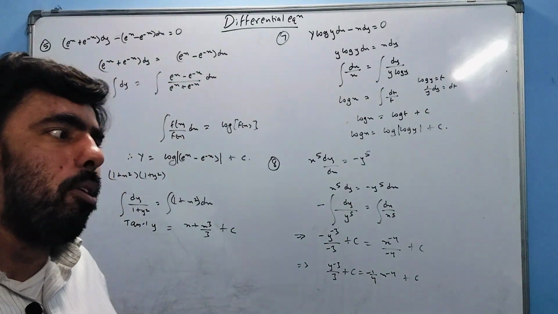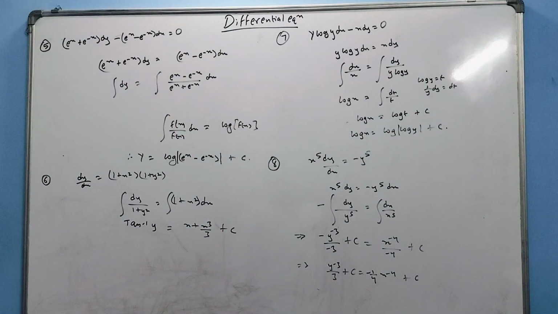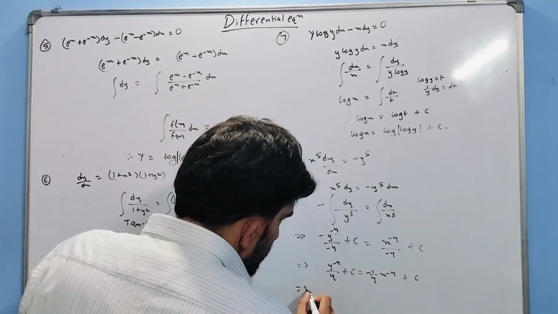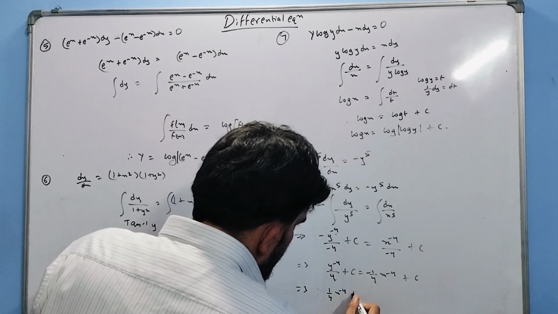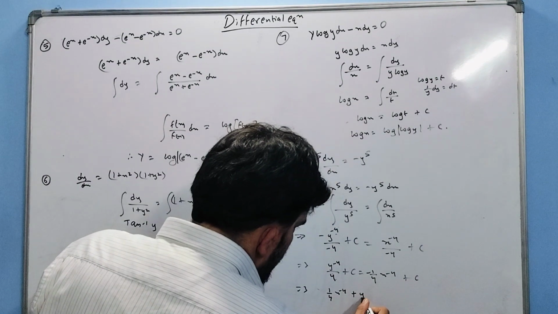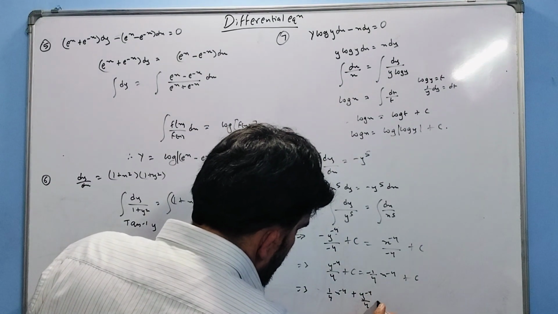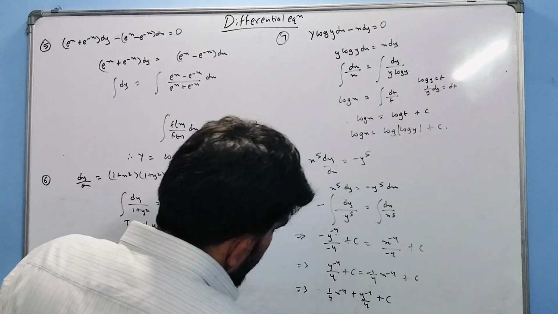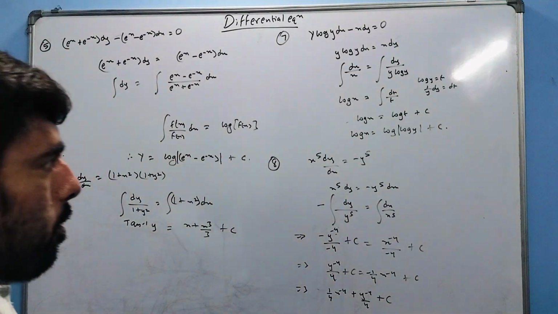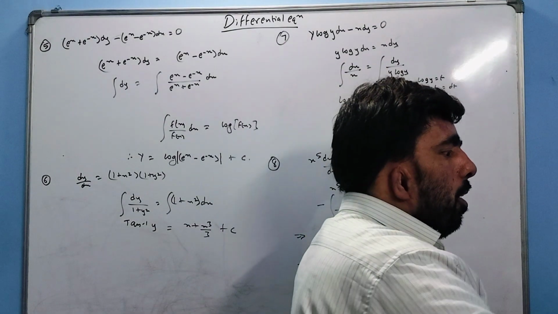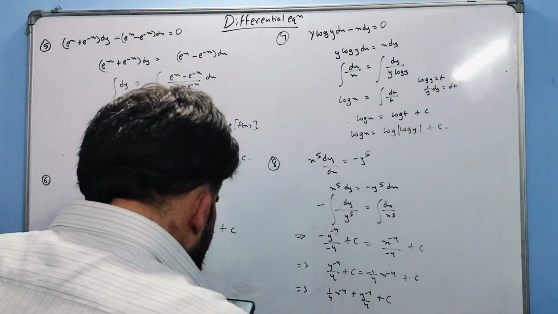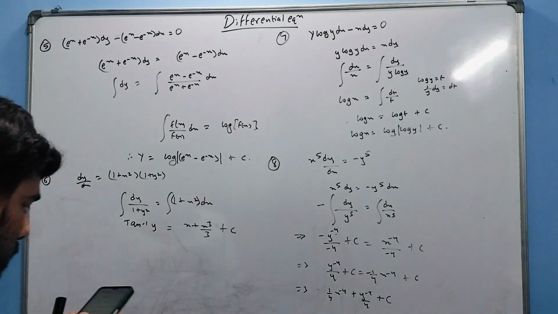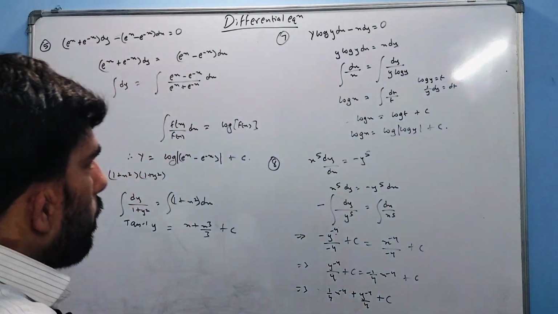Now let us try to solve the next one. We can easily say 1/(4x⁴) + 1/(4y⁴) = c. So that is how we find the general solution of the differential equation. Now let us try to solve another question.